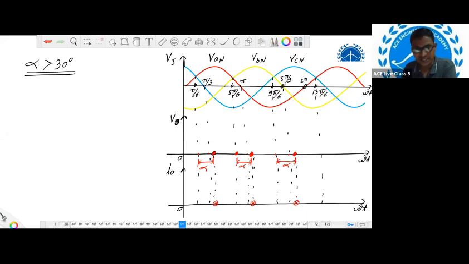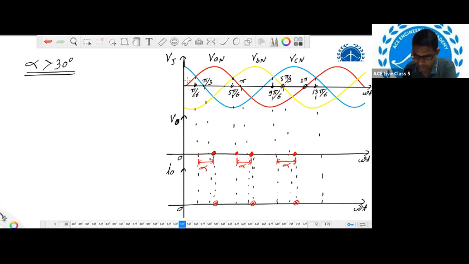When T3 conducts, means before this instant I am saying, when T3 conducts, in the output, which waveform will we be getting? VCN waveform. Yes or no? Right? So when T3 conducts, you can check before this point, in the output we will be getting the VCN waveform.